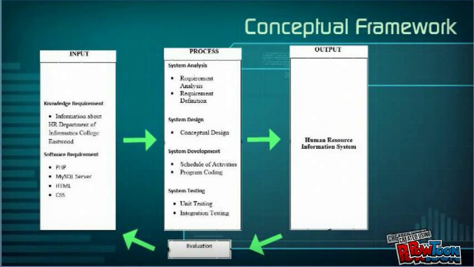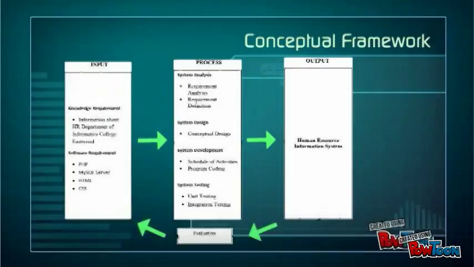Upon development, the proponents will proceed with the scheduling of activities and coding of the program and then test if it works properly and correctly. Output will produce a system suitable for the HR department of Informatics College Eastwood. Evaluation will route back to check if the set requirements are met by the system.